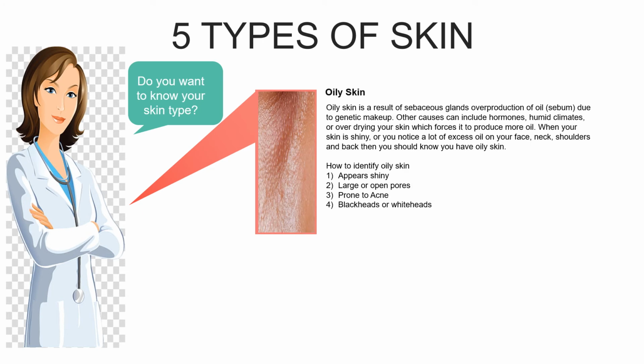Oily skin. Oily skin is a result of sebaceous glands' overproduction of oil, that is sebum, due to genetic makeup. Other causes can include hormones, humid climates, or overdrying your skin, which forces it to produce more oil. When your skin is shiny, or you notice a lot of excess oil on your face, neck, shoulders, and back, then you should know that you have oily skin.